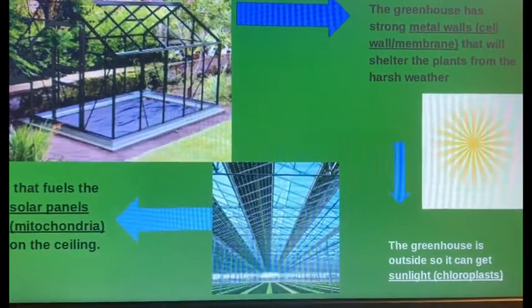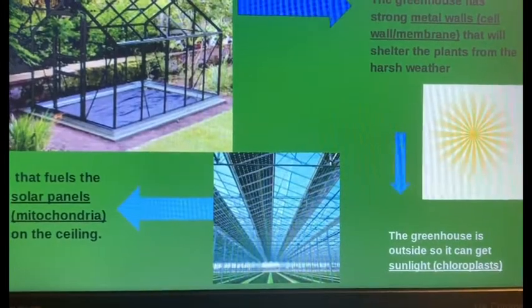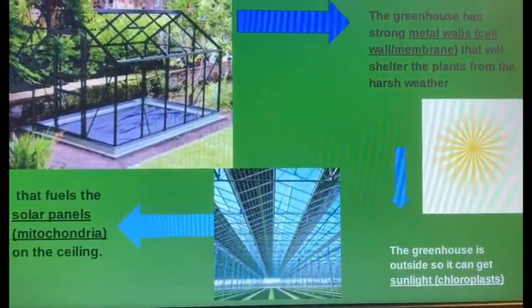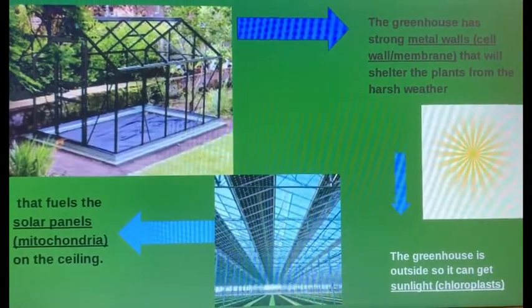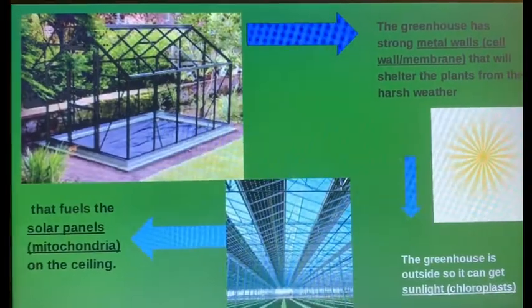The sunlight is the chloroplast and the solar panels are the mitochondria. The sunlight is the chloroplast because it gives the solar panels a source to be able to make energy. Chloroplasts make glucose that the mitochondria use to make ATP, which is cellular energy.